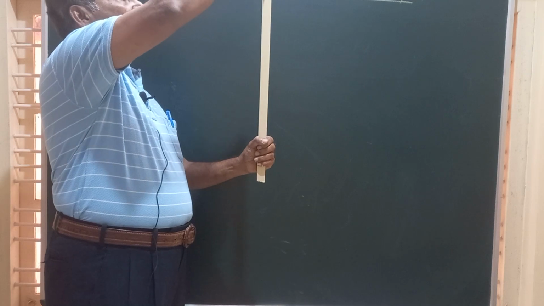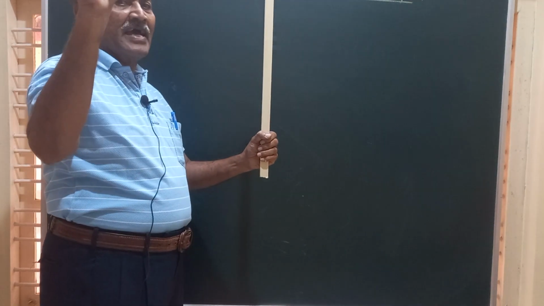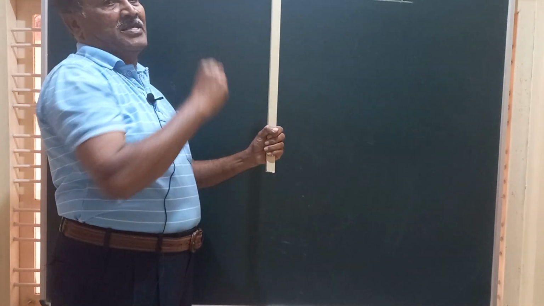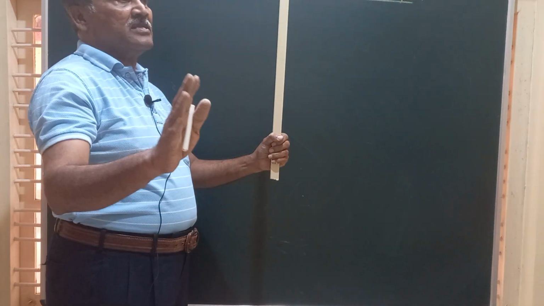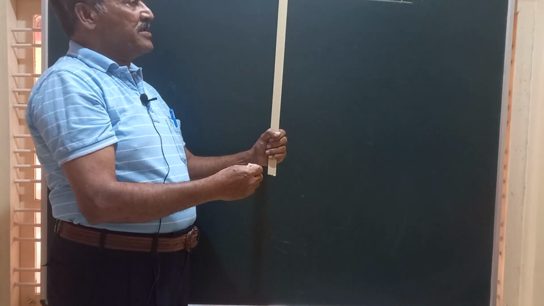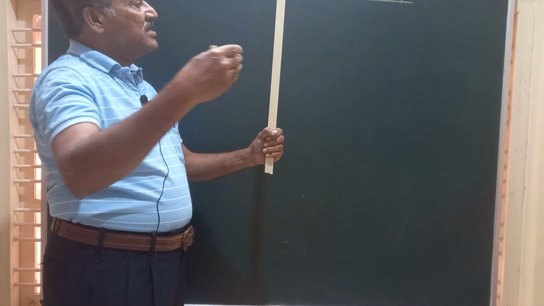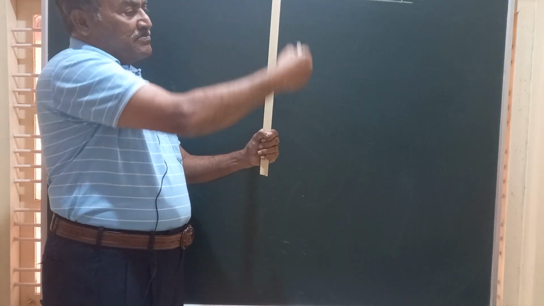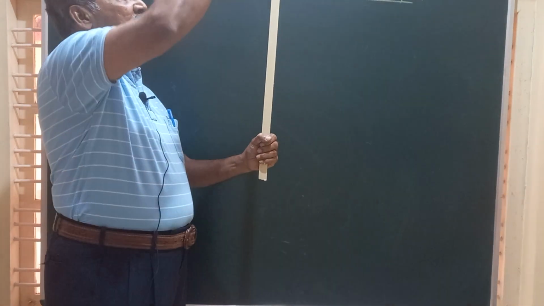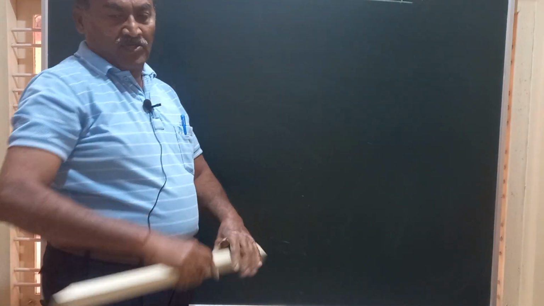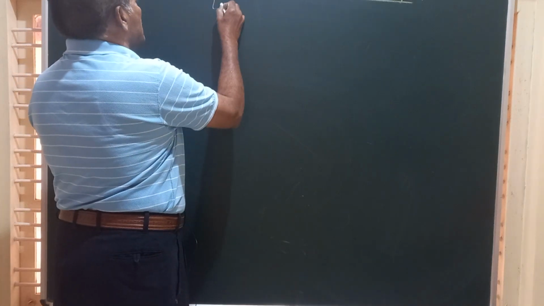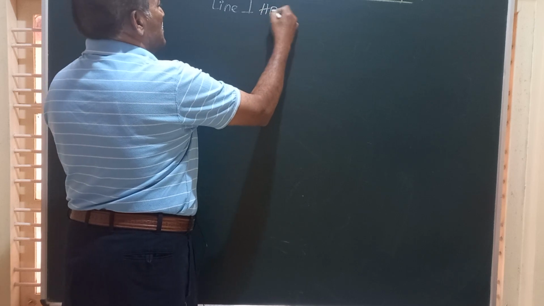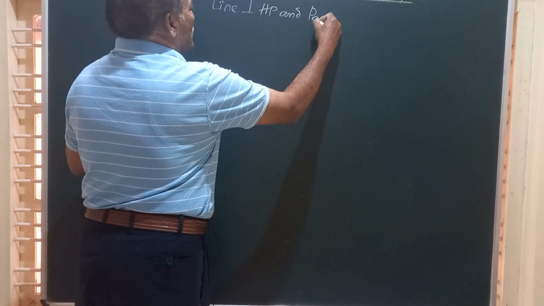And if you look from the top, you see the line as a point. If A is near, you'll be able to see A and B is covered by A. So whenever a line is perpendicular to HP, it is seen in its true size in the front view, which is obtained on VP. In the end view also it can be seen in its true length, and in the top view you see it as a point. So for this I'll write down: line perpendicular to HP and parallel to VP.